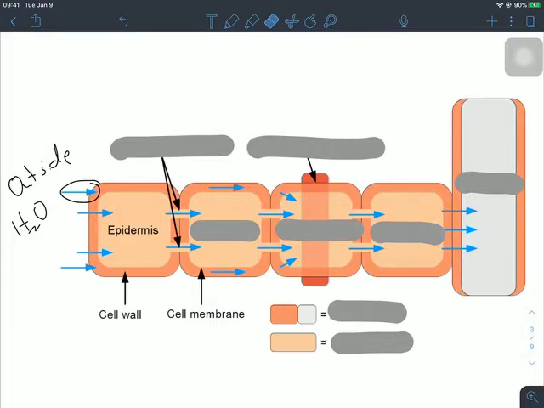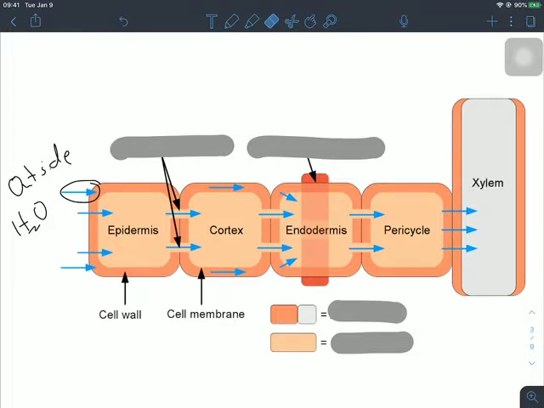Now, from our epidermis, we have cells behind them that are of the cortex. Behind our cortex, we know we have the endodermis, a skin layer inside of the plant. And then behind the endodermis, we have our pericycle, and our pericycle is our last step before we reach our xylem, our vascular column, or our stele. So you'll hear this referred to as our stele. That is the shape of our vascular column.